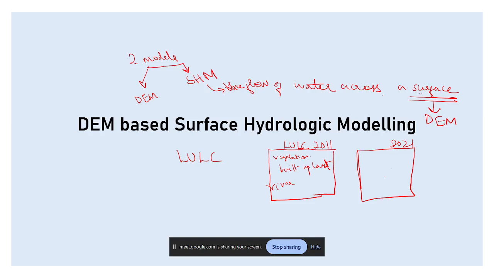So if you have a good model, a surface hydrologic model, then basically you can actually predict, like suppose you are going to build a dam, or let's say you are going to create some rerouting of that flow or something like that. Before doing that, you can actually predict what change your action can bring about.